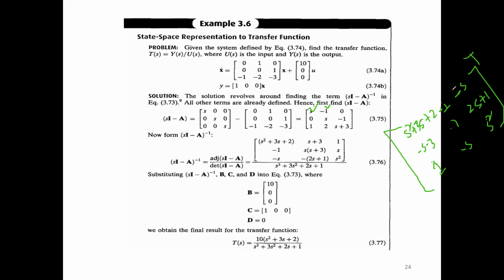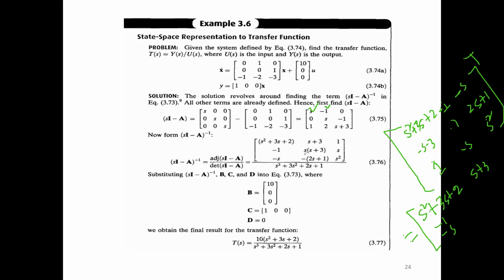Transpose means this row become column. So finally, what would become? This row, this column would become row. So s square plus 3s plus 2. So first to become column, minus 1 minus s, and this to become column, s plus 3, 1, 2s plus 1. Okay, second one.